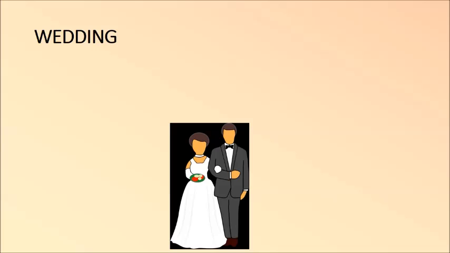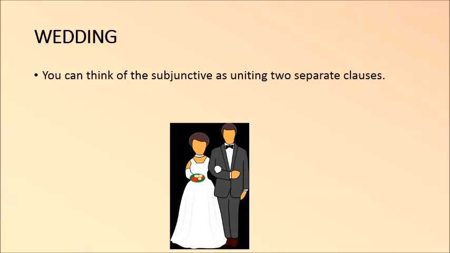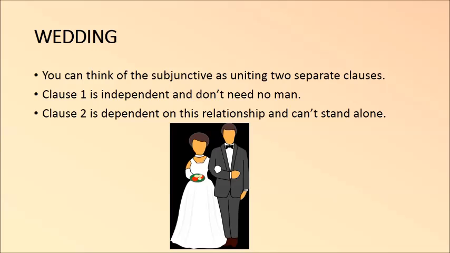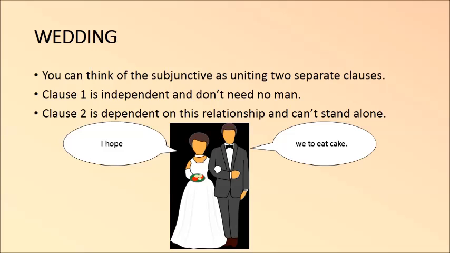Here's a fun way to remember when to use the subjunctive. You can think of the subjunctive as uniting two separate clauses. Clause number 1 is independent and doesn't need anyone. Clause 2 is dependent on the relationship and can't stand alone. Remember, you can never use the subjunctive as the only verb in the sentence. So clause 1 says, I hope, and that's a perfectly okay sentence. But clause 2 says, we to eat cake, and that doesn't make any sense.